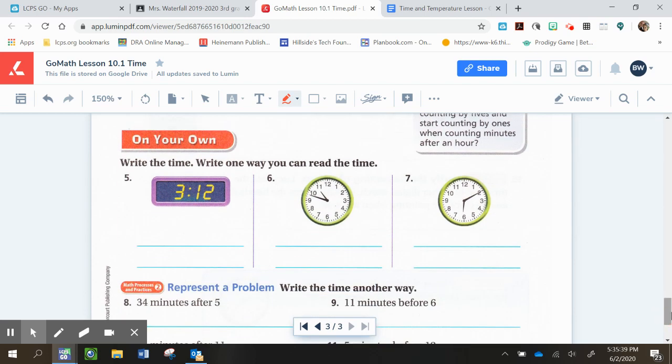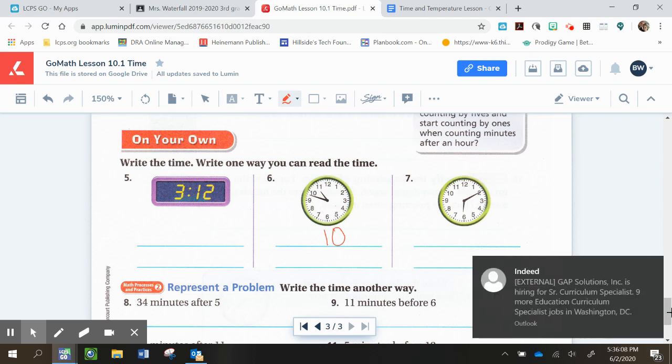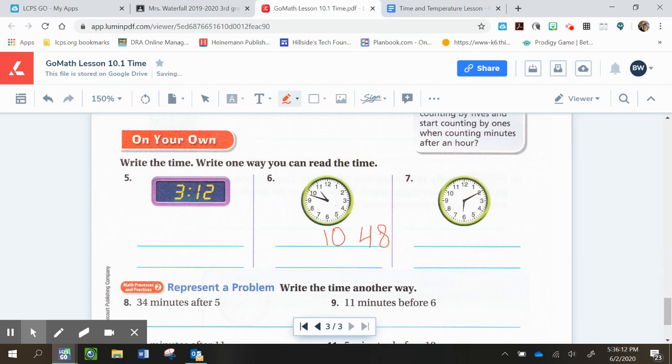Write the time in one way you can read it. Well, 3:12 is exactly how you read that clock. If we look at this next one, we can see that our hour hand is in between 10 and 11, past the 10. So our time for this is going to be 10. And then if you know that the 6 is 30 and you know that the 9 is 45, you can count 45, 46, 47, and 48, which gives us the time of 10:48.